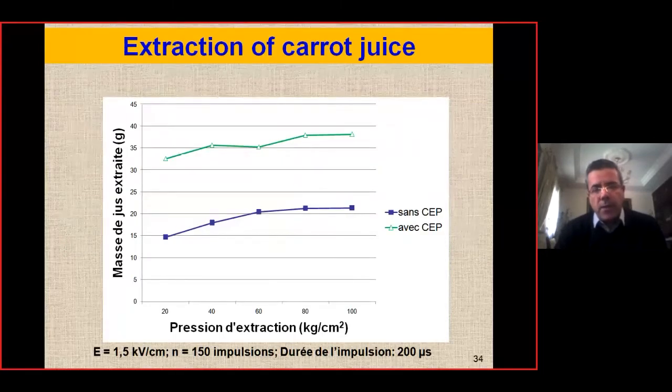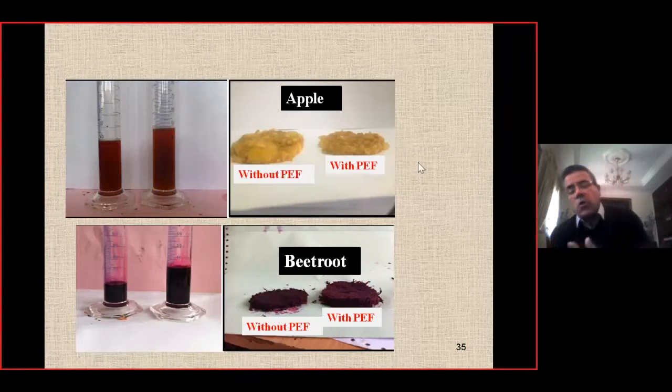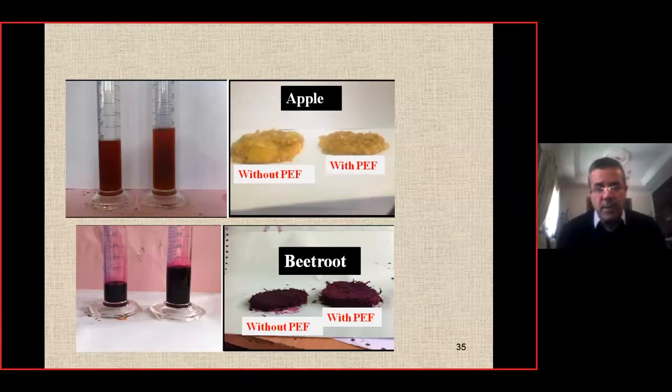This is another example. So here we apply electric field. Amount of juice of apple and beetroot, at the left without pulsed electric field, at the right with pulsed electric field. We see the pâte, you see the paste and the mesh. You see when we use PEF, pulsed electric field, it's very dry. It means that all the juice was extracted.